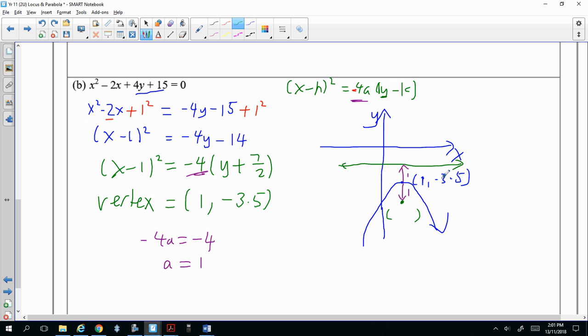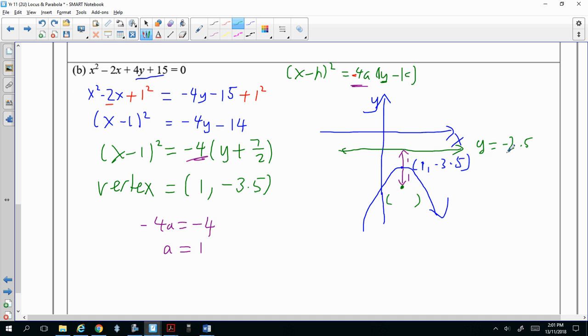No, you have to say the equation. Yes, that's better. y equal to -2.5. You can't just say directrix is -2.5. It's an equation of a line. Okay, so y equal to -2.5, you go up 1 step. So if you just go -3.5 plus 1, you get that, right?